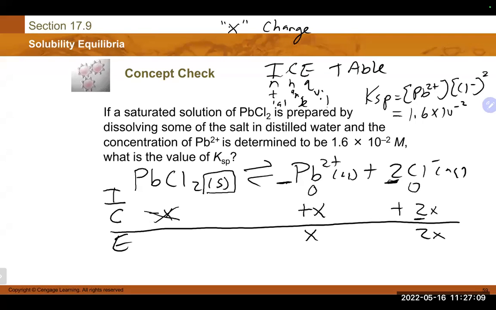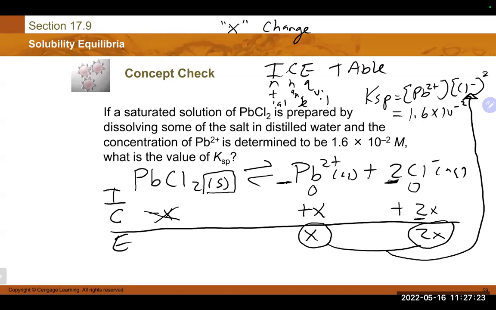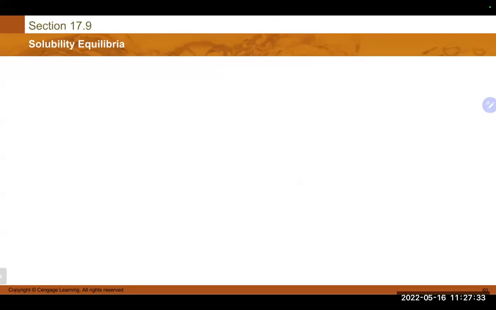The goal of doing an ICE table like this is to basically figure out what X is and allow us to do that. We're going to then take our equilibrium line and we're going to take both of these values and put it into our Ksp expression. So we're going to put those guys in there and we're going to solve for X. So I'm just going to flip page there so I have something to write on. So in this case, we have the Ksp was our lead 2 times our chloride. And again, that equaled 1.6 to the minus 2.